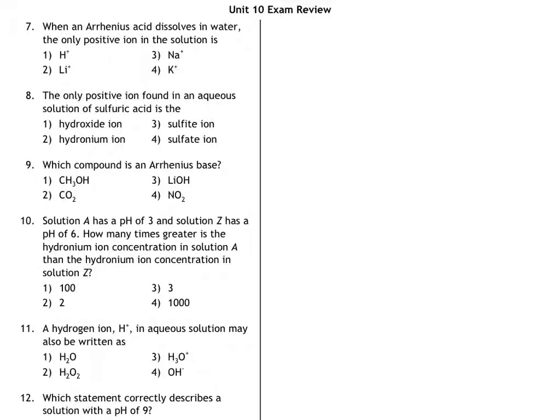Number 7. When an Arrhenius acid dissolves in water, the only positive ion in the solution. So here's hydrochloric acid, which is an Arrhenius acid, and we're going to dissolve that in liquid water. It will dissociate, and it's going to produce aqueous hydrogen ions, but it'll also produce aqueous chloride ions. So I think the best answer here is going to be 1.